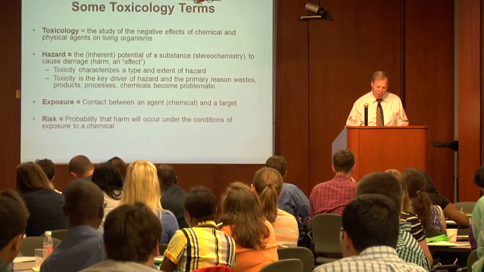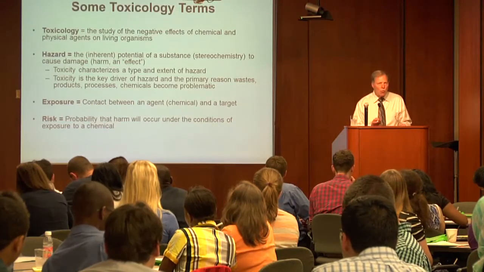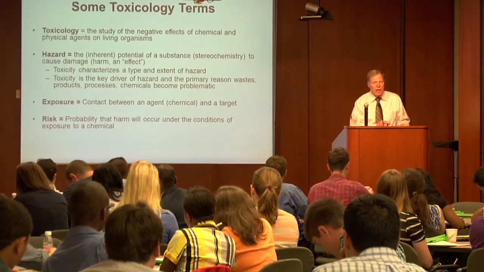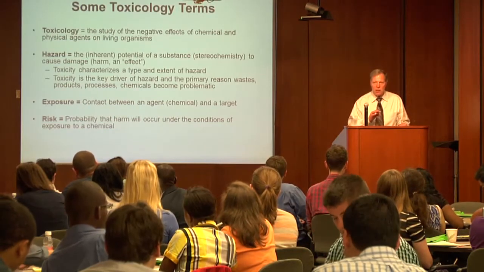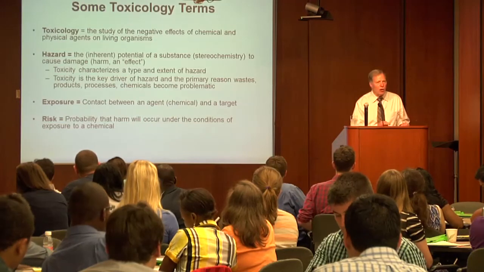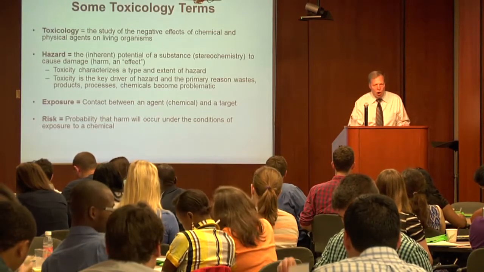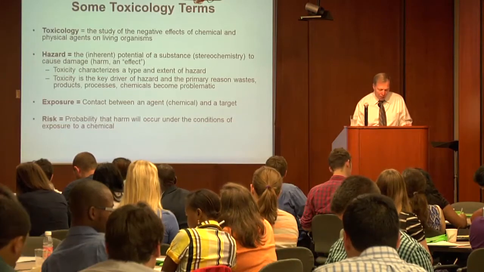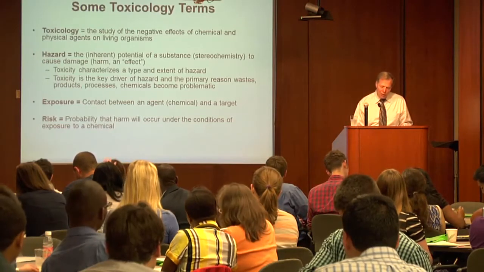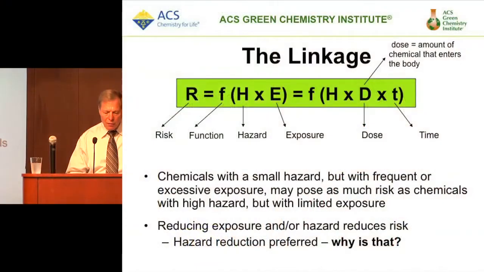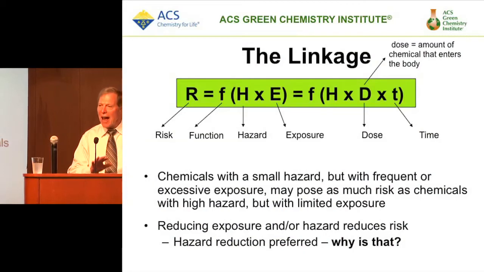Exposure, so contact between an agent and a target, and risk. Remember, I said, maybe you weren't able to hear, the US is a risk-based decision-making framework. Europe, on their EU documents, actually calls out precautionary decision-making. Very different. So risk is the probability that harm will occur under the conditions of exposure. Linking these together, risk is a function of hazard and exposure. That means you can adjust hazard or exposure to reduce risk.